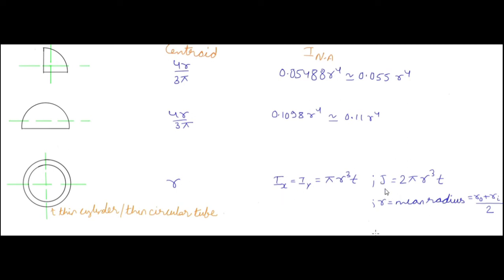From the perpendicular axis theorem, we get the polar moment of inertia. So polar moment of inertia is Ix plus Iy, pi r cube t plus pi r cube t, giving 2 pi r cube t. Okay.